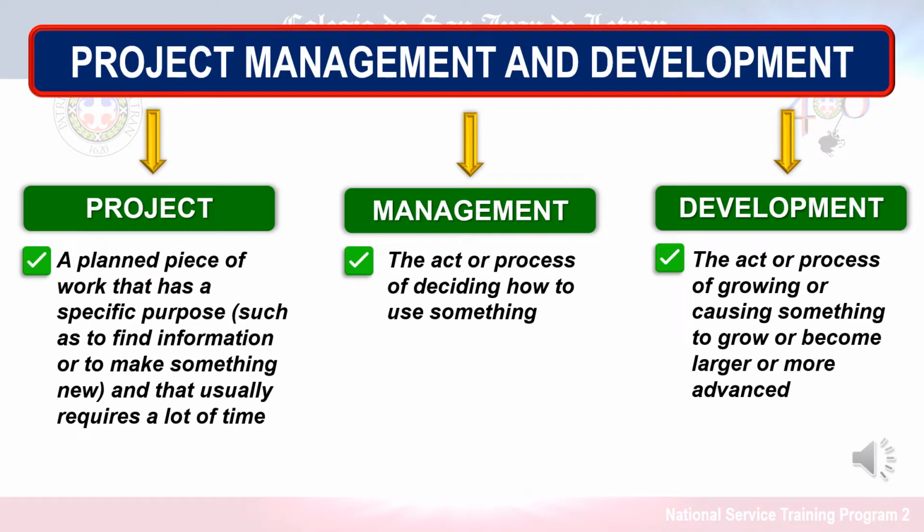First, let's break project management and development into three terms: project, management, and development. A project is a planned piece of work with a specified goal, such as finding information or creating something new that typically requires a specified time to complete. When we talk about management, it's all about selecting how to use something, or it refers to an act or a process utilizing resources effectively and efficiently. And development pertains to a process that creates growth, progress, positive change, or addition.